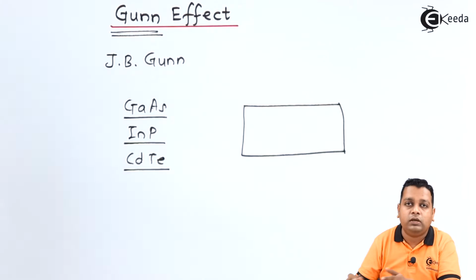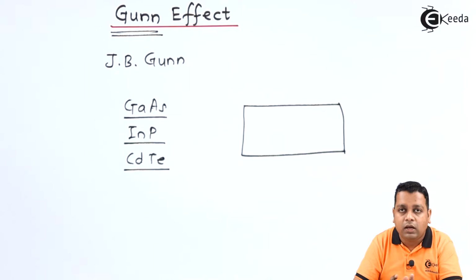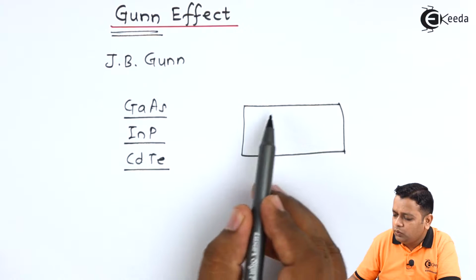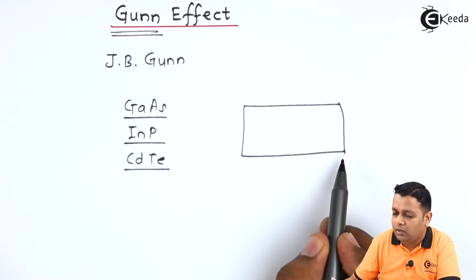As compared to the PN junction diode or the bipolar junction transistor, which are semiconductor devices, there are junctions between the two types of semiconductor materials. Semiconductor materials can be classified as intrinsic and extrinsic. Extrinsic we find with the help of doping. So here there is no junction, it is simply a bulk.